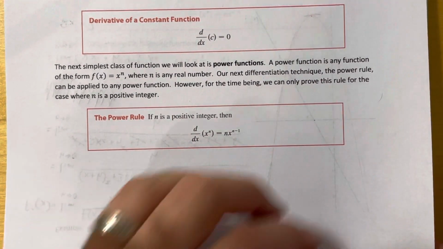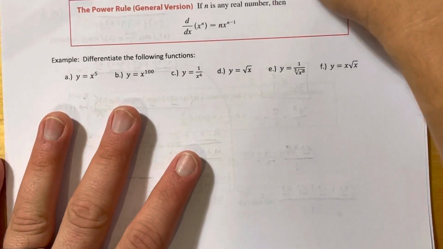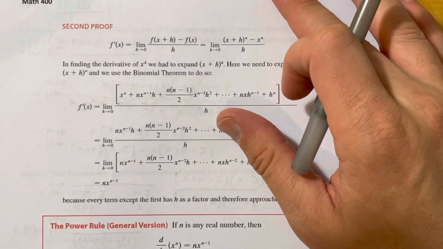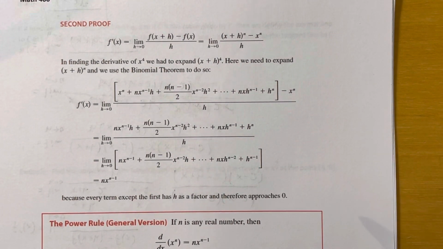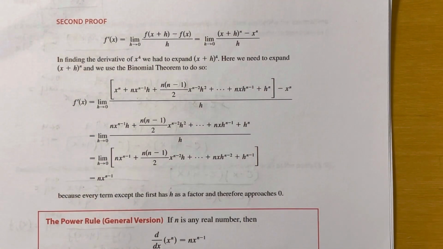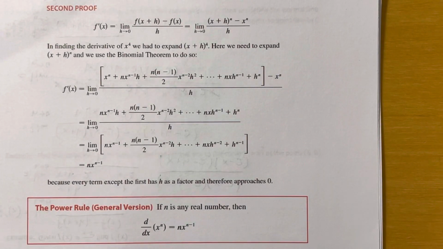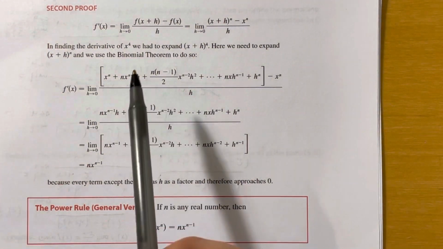We're going to prove that rule. Your book gives 2 proofs using each of the different definitions of a derivative that we gave in section 2.8. I'm only going to talk about the second proof because, in my opinion, I kind of prefer that one. In order to understand this proof, you have to remember the binomial theorem from algebra. Now, I'm not going to do a review of the binomial theorem, but I'm going to point out where it's used. And if you need a refresher on it, you can go to something like Khan Academy or look it up on YouTube.